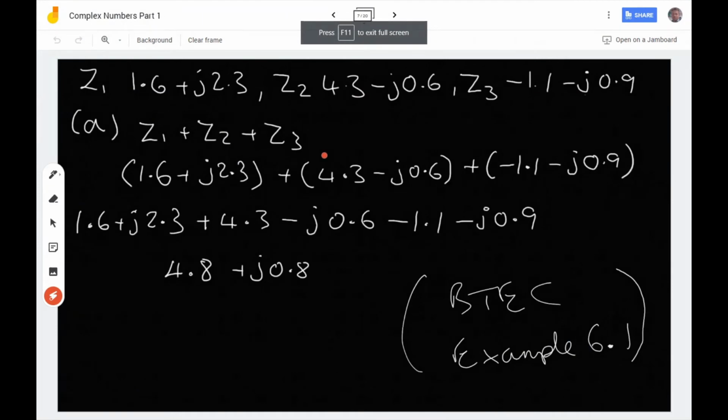I'm not going to go over this because we went over it in class. The working out is here. Here are the three numbers written out. Here is the problem. Here is me writing it in brackets. I've expanded out the bracket and then I've come up with the answer. So you just need to work through that on your own.